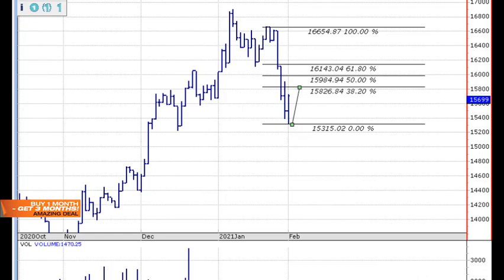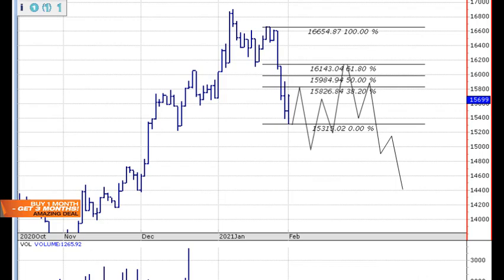So we just need to see if this is going to be in 3 waves or 5 waves, because if this is in 5 waves here, and this is what I'm talking about with BHP, FMG, those sorts of things. If we get 5 waves down, then we'll have 3 waves back up, and then we're going to have another 5 down. So that's what we need to figure out.